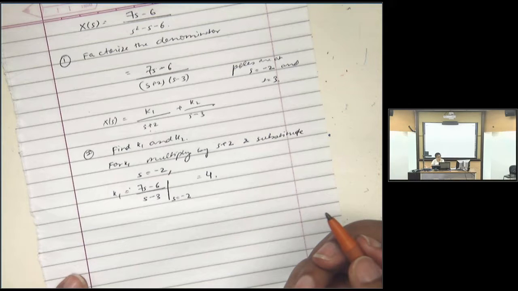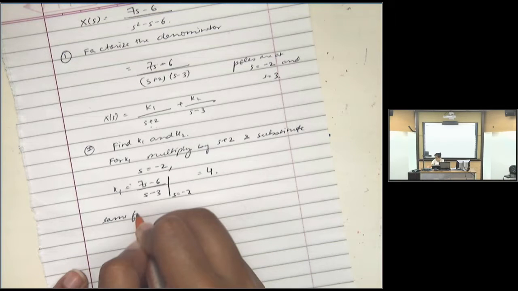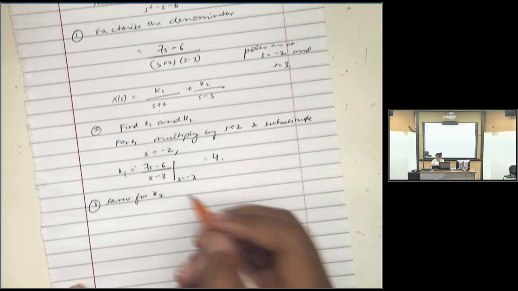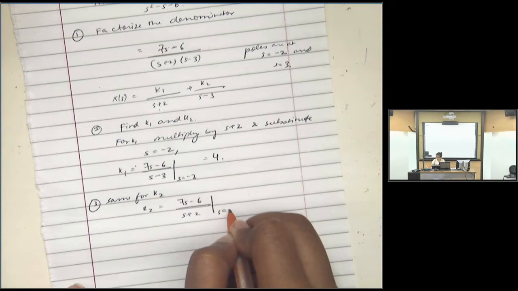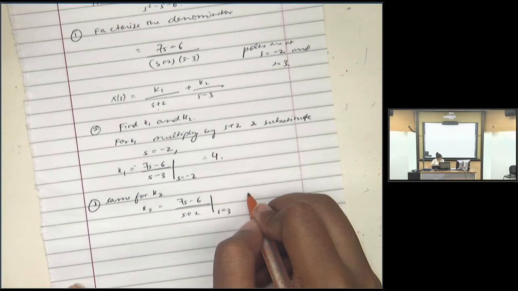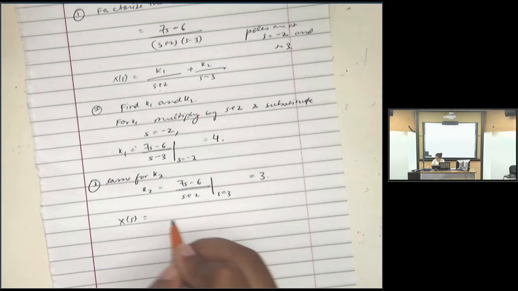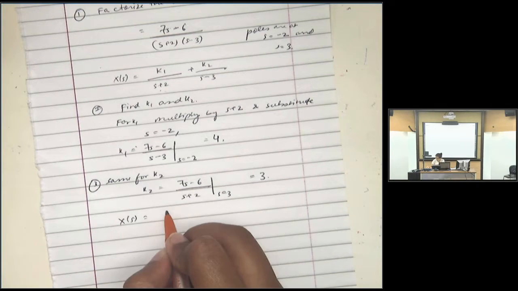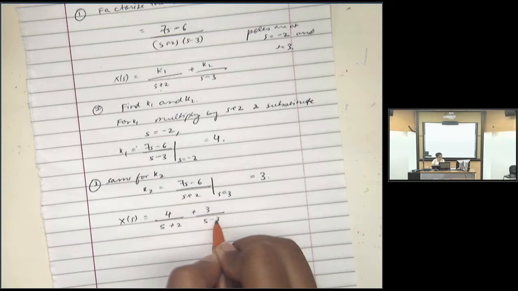Okay, and we'll do the same thing for k2. That's my third step. So now my k2 will be (7s minus 6) over (s plus 2) at s equals 3. Okay, now this will be 3. Right? So now my X(s) has been written in the form of 4 over (s plus 2) plus 3 over (s minus 3).